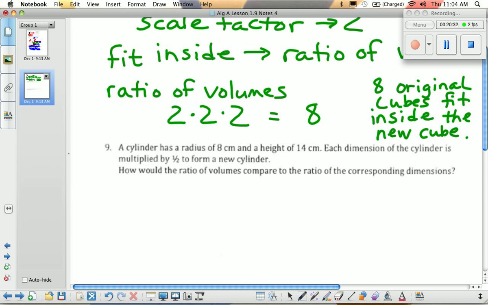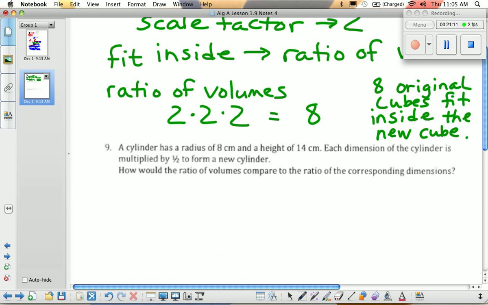Trey? I did it a different way, but I have the same answer. Okay, what'd you do? I took 4 times 2 and I got 8, and I multiplied 8 3 times. I got 512. So you found the volume of the new one. 4 times 4 is 64. Yeah, that's another way to do it. You found the volume of the new one, which is 512, and the volume of the old one, which is 64. New over old, 512 over 64, divide it out, you get 8. That's another way to do it. Good job. Anybody else? Questions?